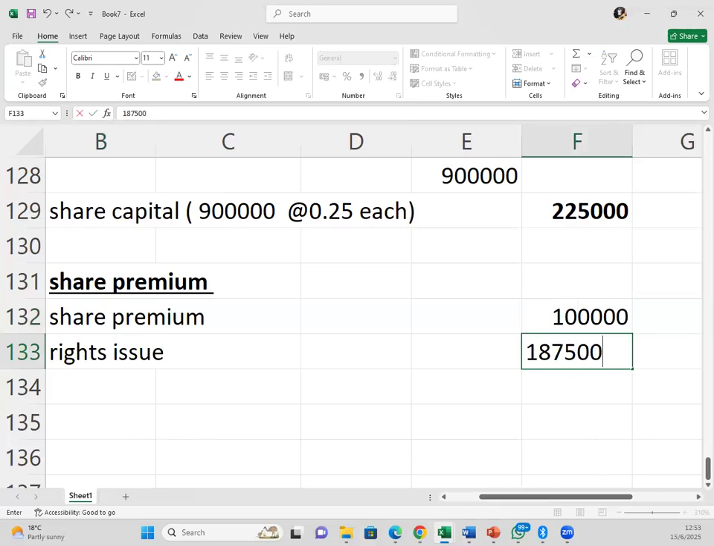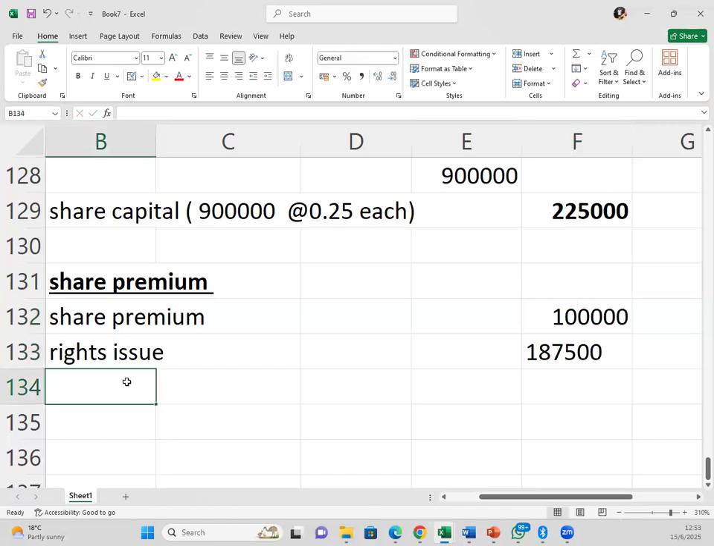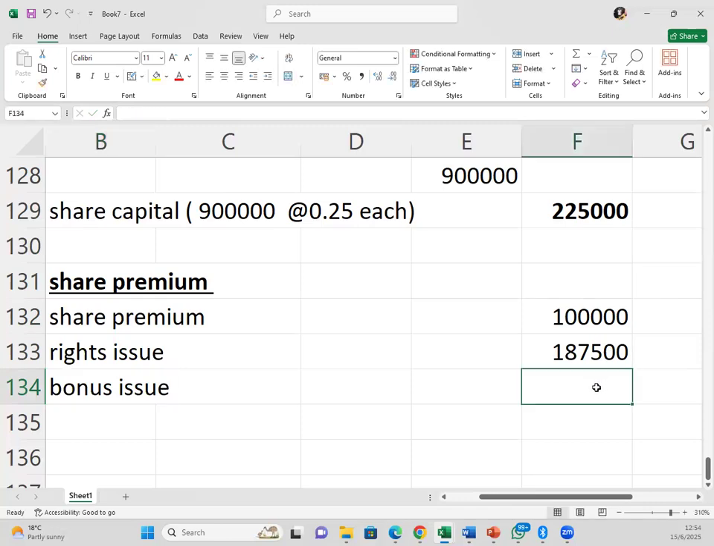Then we have the bonus issue. But the bonus issue does not increase the share premium, it reduces it. So a bonus issue actually reduces the share premium. So how much did we take from the share premium from the bonus issue? Was it 37.5?